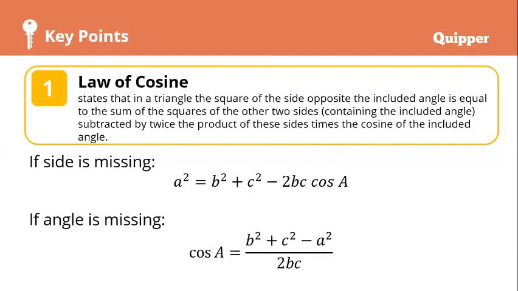We can solve the oblique triangle in two ways using the law of cosine, if the side is missing or the angle is missing. If the side is missing, we can use a squared is equal to b squared plus c squared minus 2bc times cosine A, depending upon what is given. And if the angle is missing, cosine A is equal to b squared plus c squared minus a squared divided by 2bc.